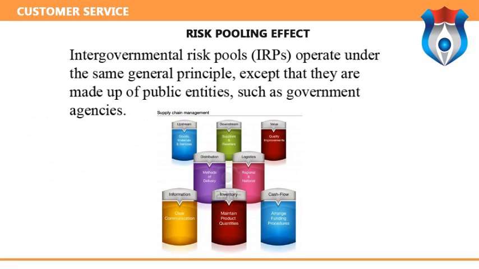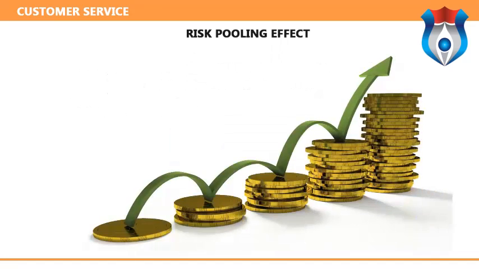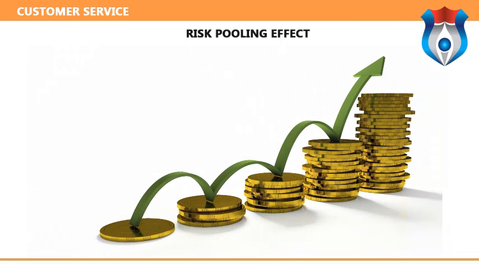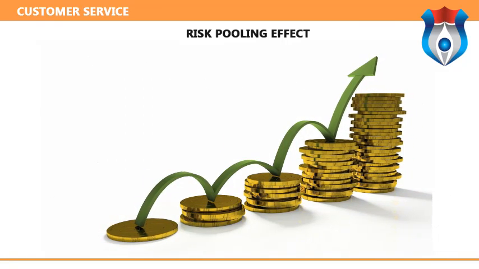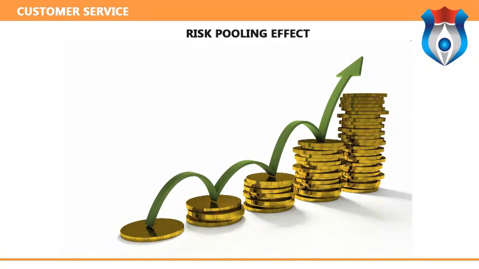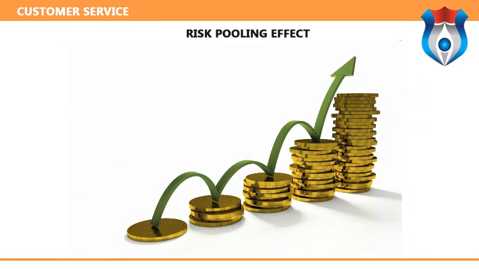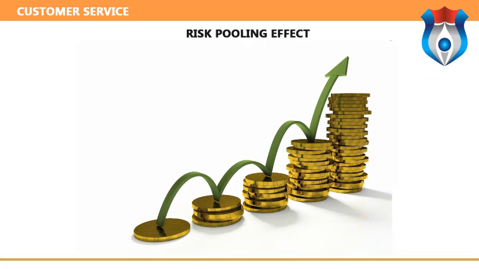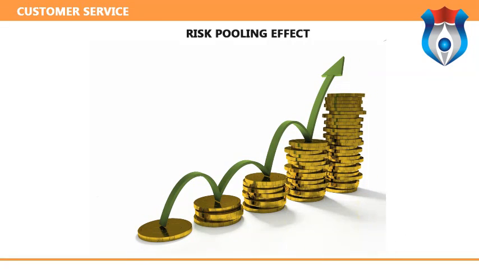Government intergovernmental risk pools (IRPs) operate under the same general principle, except that they are made up of public entities such as government agencies. Thus, IRPs provide alternative risk financing and transfer mechanisms to their members, through which particular types of risk are underwritten with contributions, premiums, with losses and expenses shared in agreed ratios.